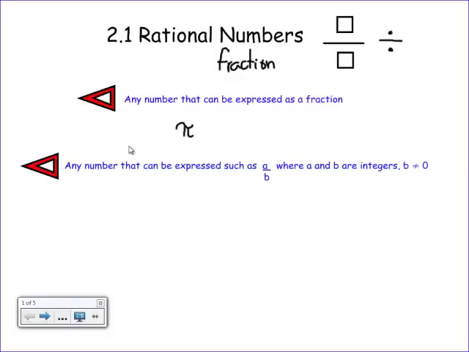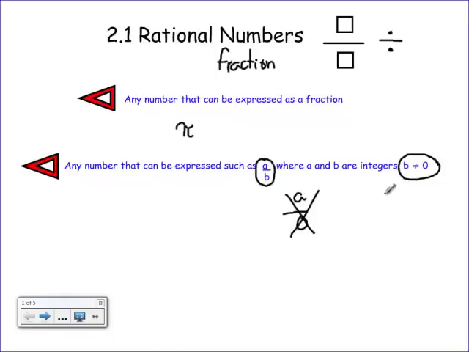A rational number is any number that can be expressed as putting one number over another number. A and B have to be integers. That's why you're not allowed decimals. They have to be integers. And the B obviously can never be 0. You can't have a 0 on the bottom of something. That's undefined. So that's a no-no.